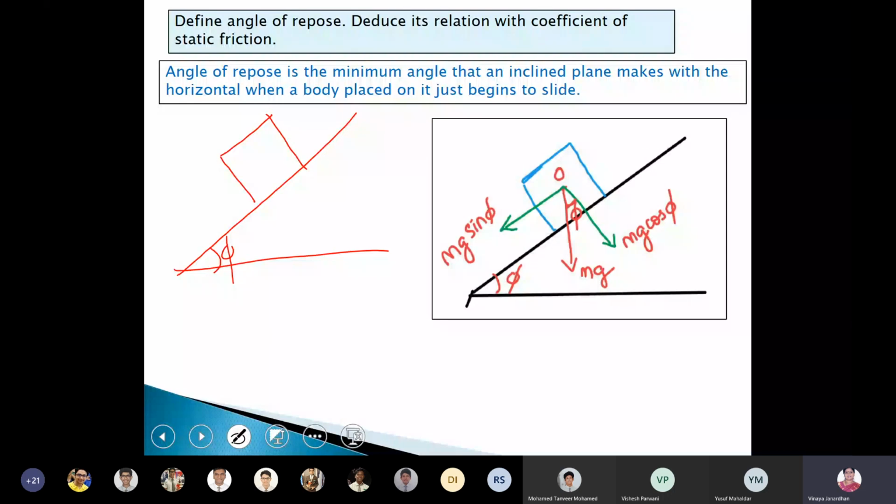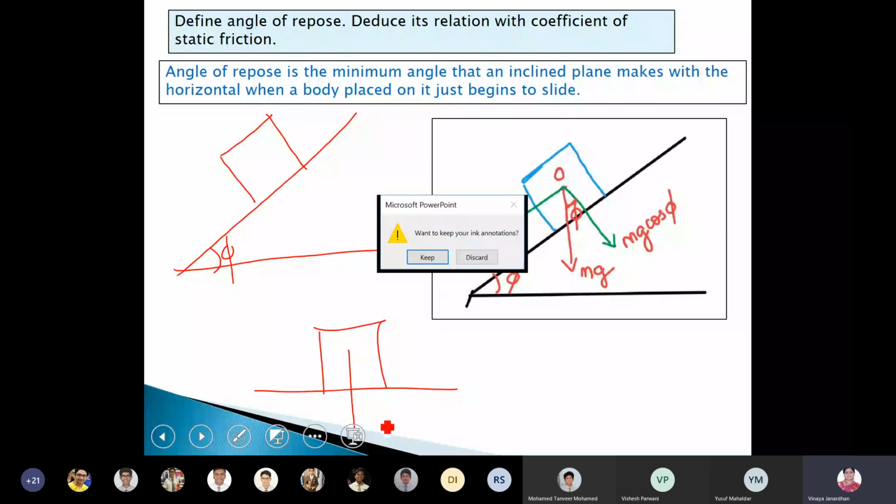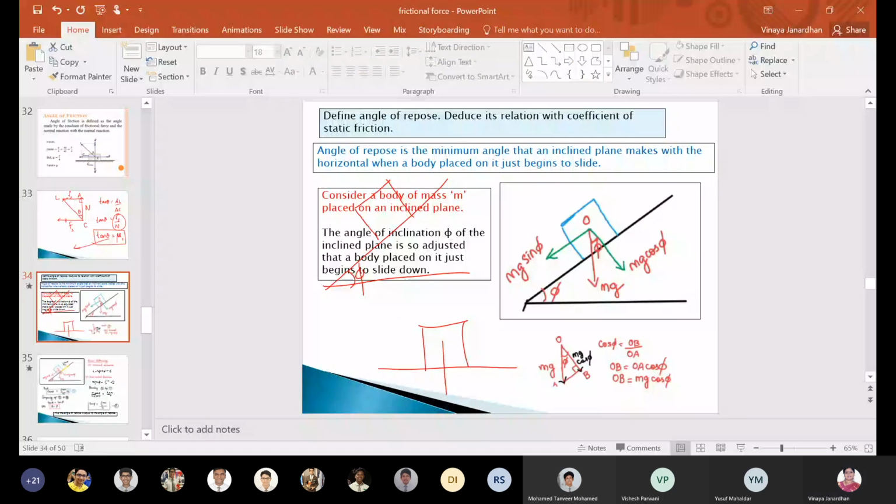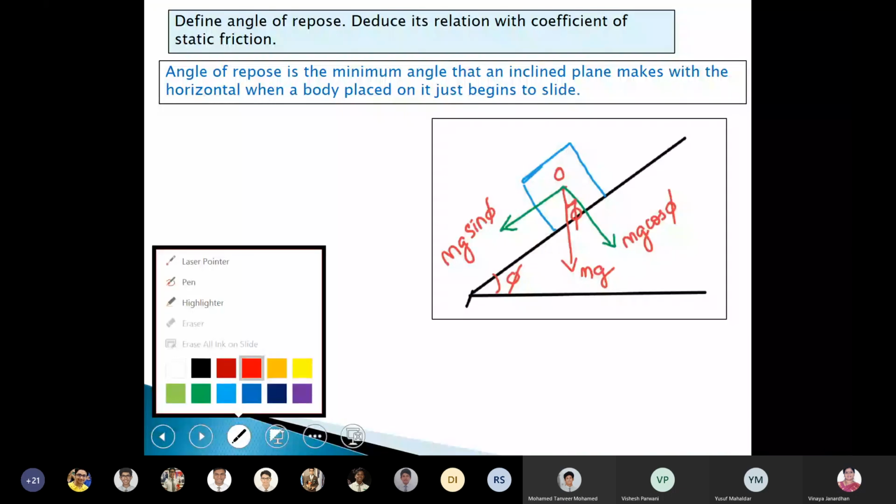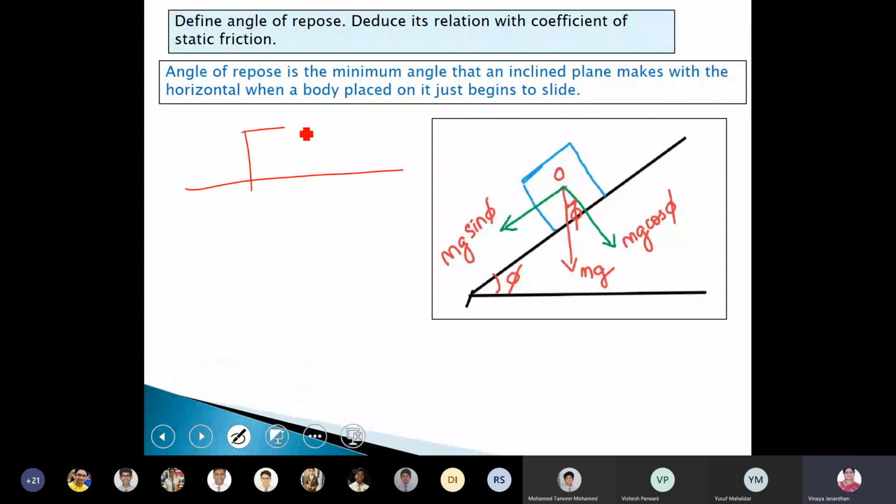Now look at this. Suppose a body is on a horizontal plane, then the weight of the body will be acting vertically. This you very well know. If the plane is horizontal, then the weight of the body will be acting vertically downwards. Then you will have a normal reaction acting in the upward direction. This is when the plane is horizontal.